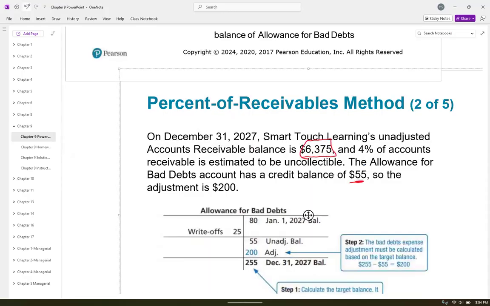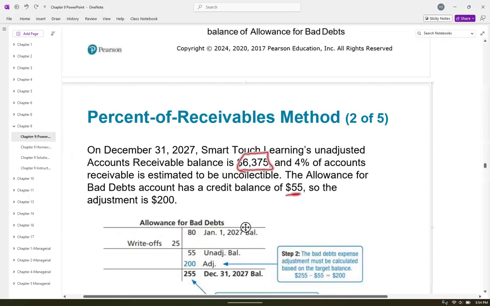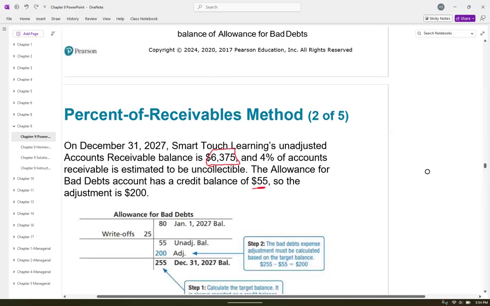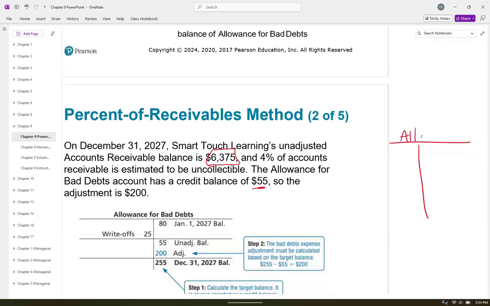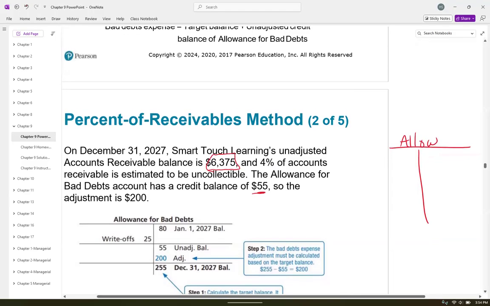Okay, let me fix that. So I'm going to come over here. I know it's already in a T account, but I want you to watch me. Okay, I'm just going to abbreviate allowance. We had a balance in that account of $80. That was my beginning balance. We wrote off 25, and we just went through the calculation to figure out what the ending should be. So the ending of this account should be 255.